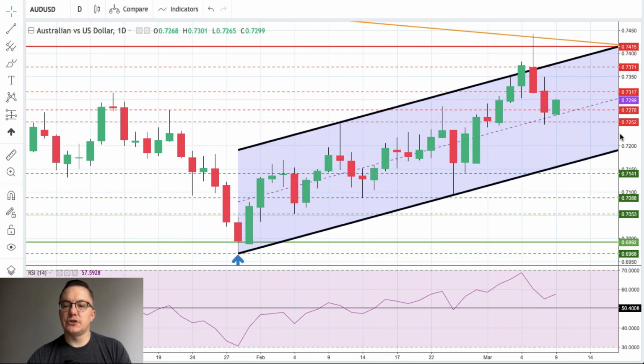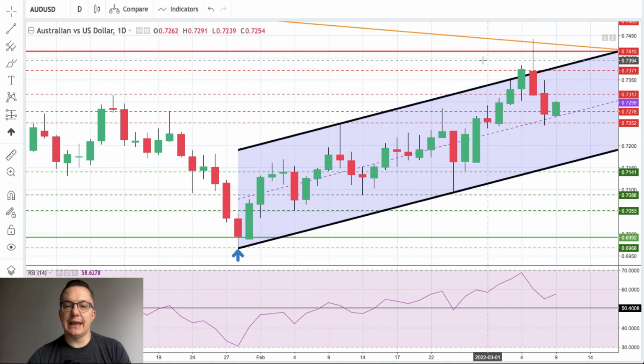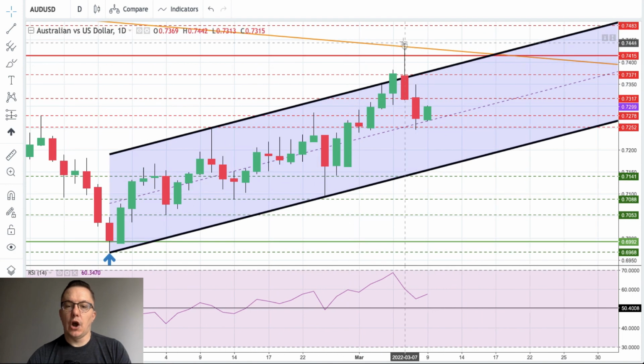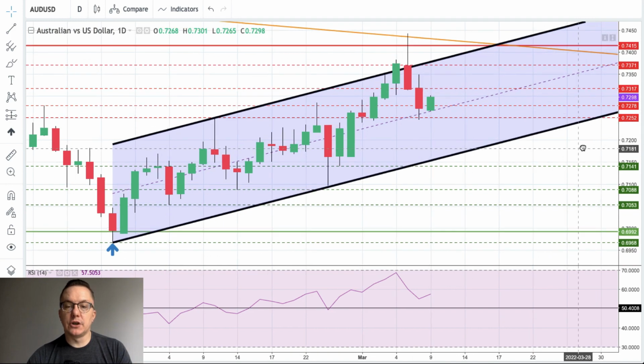So let's take a look at the Australian dollar. Daily time frame chart, just the same as yesterday, and we have the confirmation of the rejection. So we got a bearish engulfing pattern with a very long upper shadow, confirmation from yesterday. Today we got, so far at least, an inside bar. So what is going on here?